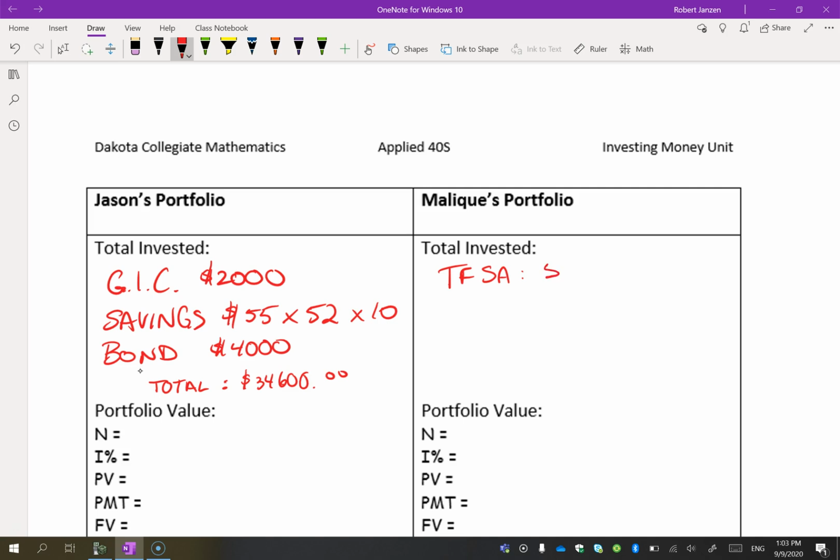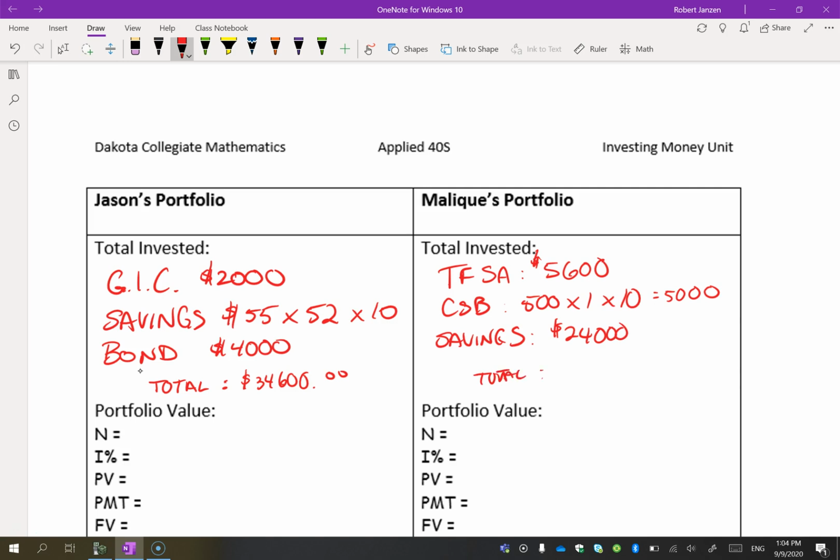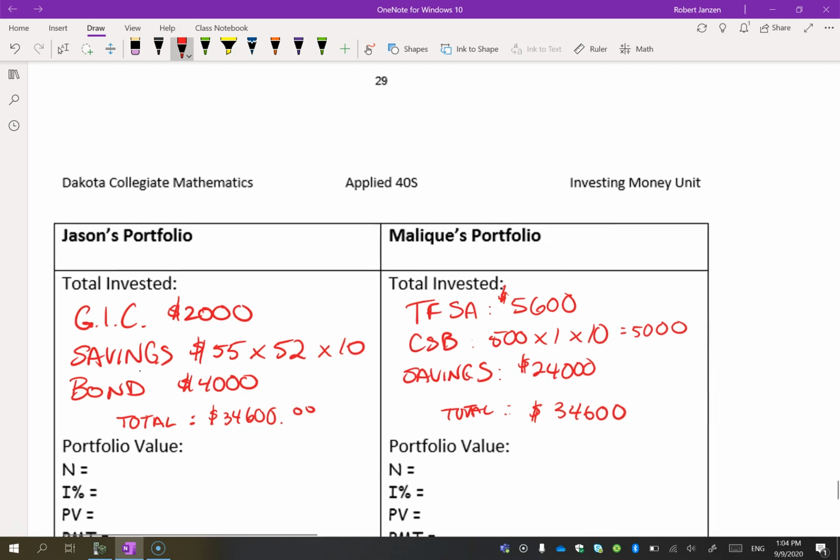Okay, and it says TFSA is $5,600. Then he's got a Canada Savings Bond, and he's doing that $500 once a year for 10 years, so that's $5,000. And then he's got savings of $24,000. So what's the total? Hey, what do you know? They're going to invest the same amount of money. All right. Well, let's take a look at how their money grows in their investments.